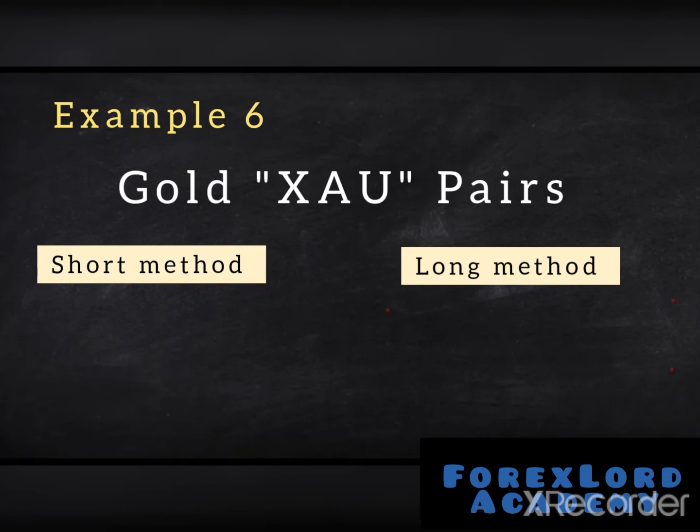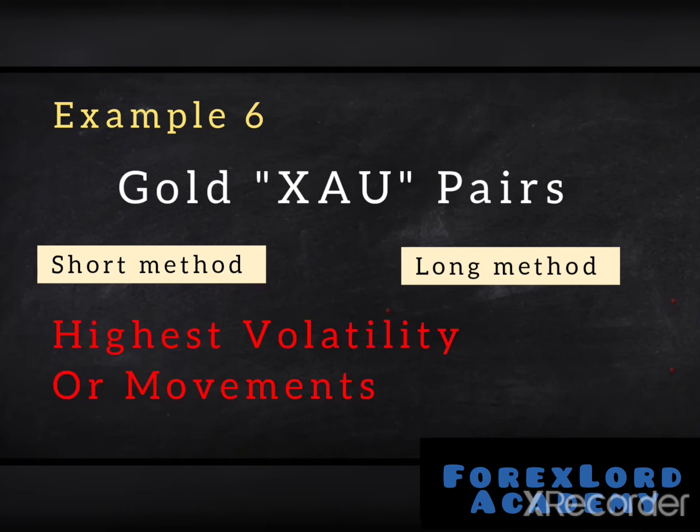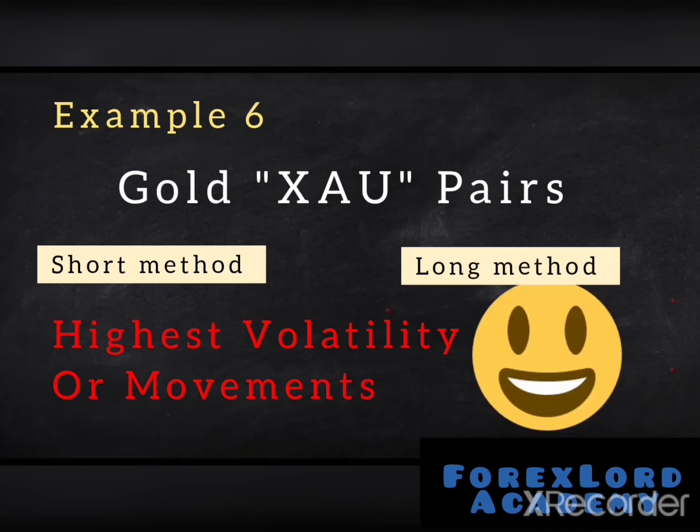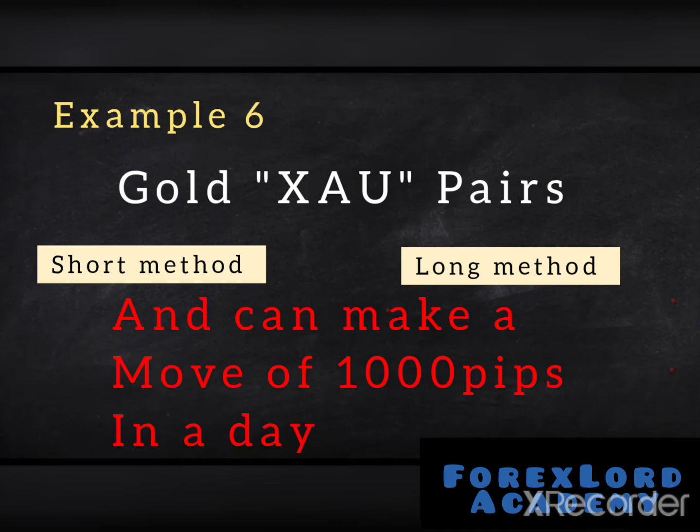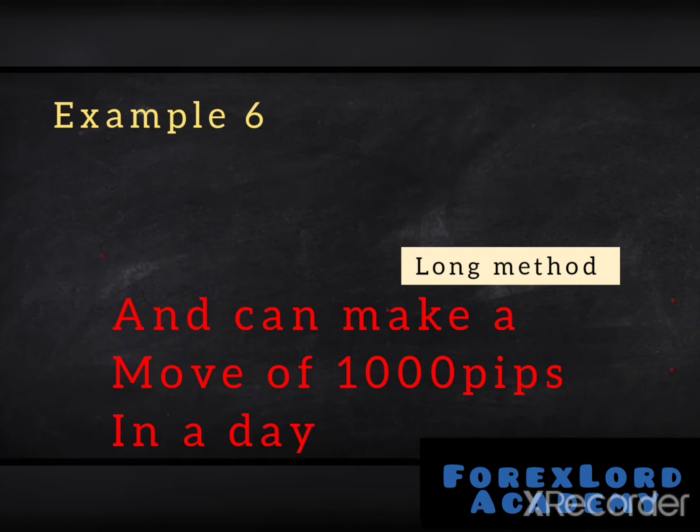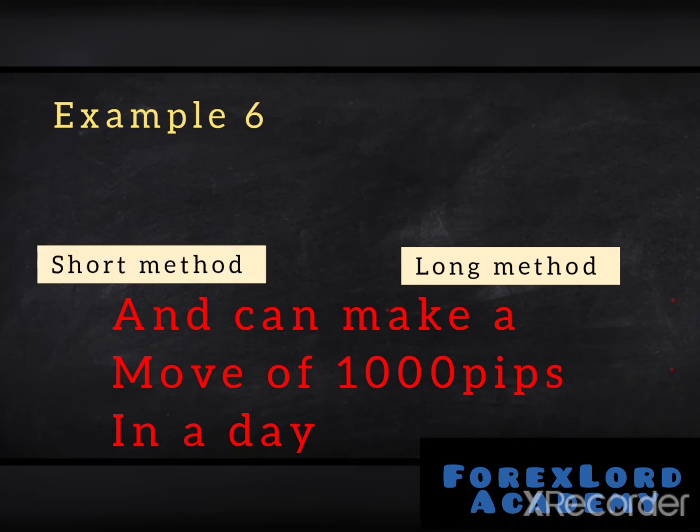Gold has the highest volatility. Yes, highest volatility. My South African friends will say, oh my God. Don't mind me. It has the highest volatility and it can make a move of 1,000 pips on a good day. Oh, 1,000 pips? Yes, it can make a move of 1,000 pips.